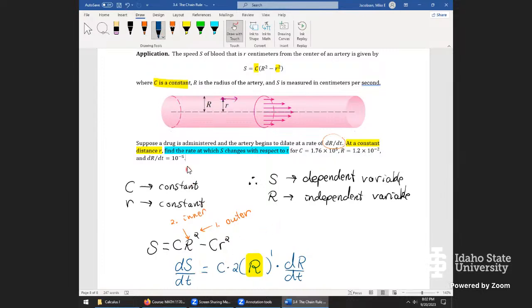That's the real derivative. But it's said to find the rate at which s, the speed, changes with respect to time, or the constant c given here, the radius of the actual, this was a blood vessel given here, and when dr dt is given to be this value, 10 to the power of -5. So it turns into a substitution problem. We'll put in for c, 1.76 times 10 to the power 5. Then we'll double, 2 times r. R had to be 1.2 times 10 to the power of -2. We'll multiply that by dr dt. Here it is. That one's 10 to the power of -5.